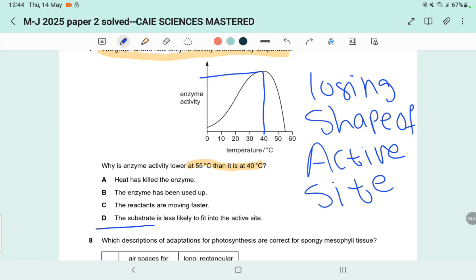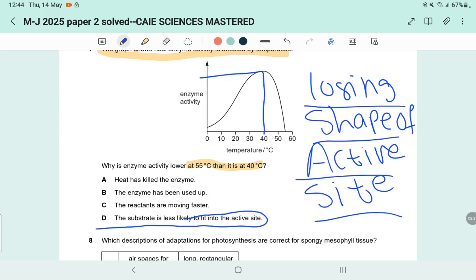He's saying here the substrate is less likely to fit into the active site because we already lost the shape of the active site, it's already damaged. So heat has killed the enzyme. We cannot say this, which is incorrect, but you can understand it like that. But saying it in a statement, no, it's unacceptable. And if you solve Paper 4, you're going to get more confident about writing option D, not A, because A is not text based from a marking scheme, which is totally wrong.